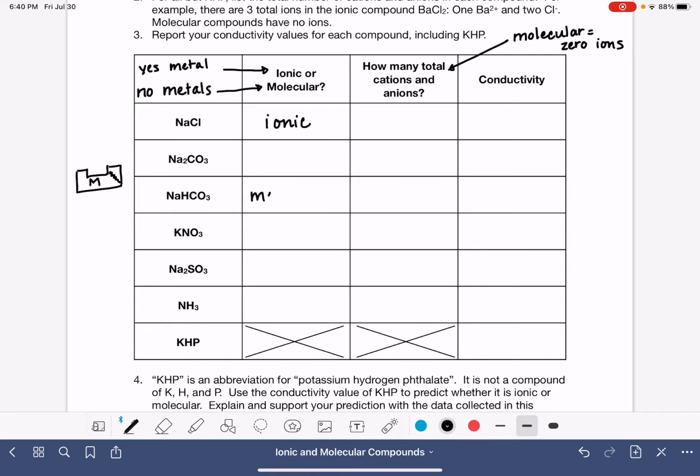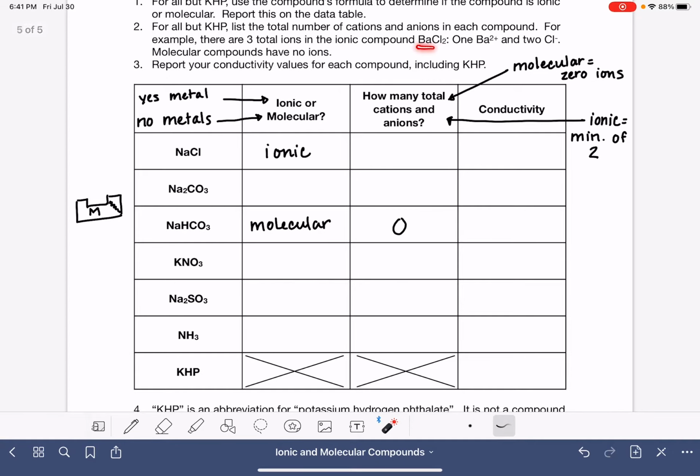Maybe I'll say that this is molecular. This may not be the right answer, in which case there would be 0 ions. For the ionic compounds, you're going to have at least 2 ions. There has to be one cation and one anion minimum. So for ionic, there is going to be a minimum of 2. And there's an example up here. This says if your compound was BaCl2, which is ionic, that contains 1 barium ion and it contains 2 chloride ions. So that would be a total of 3.